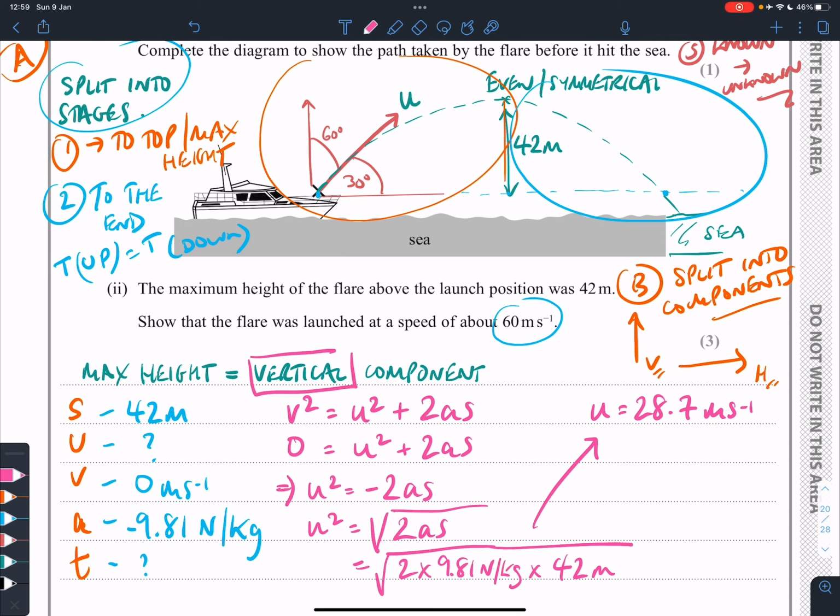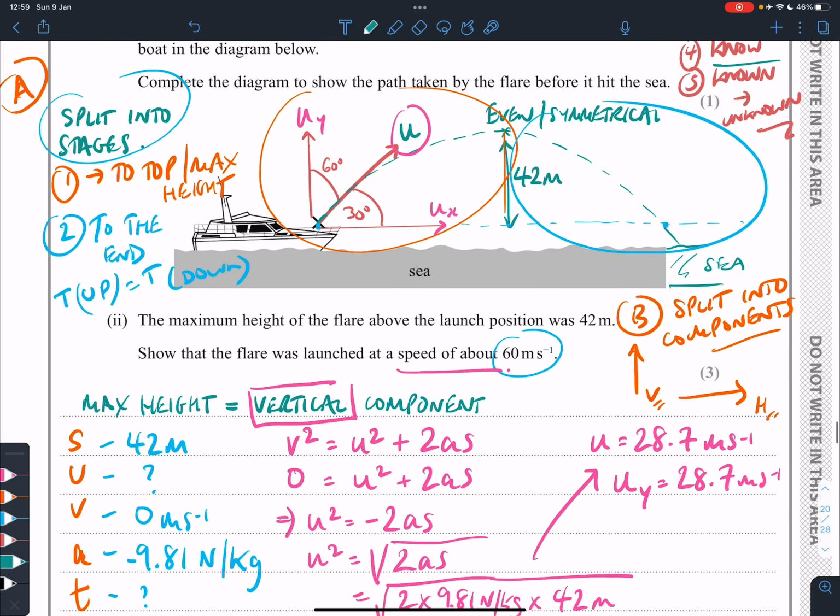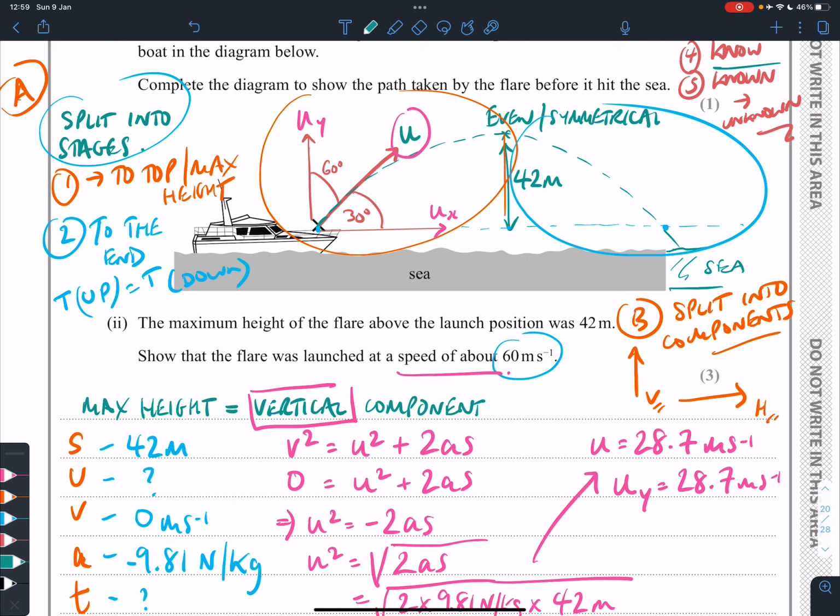So if we want to relate this to the initial velocity U, we would say that this is U_y equal to 28.7 meters per second. Now that's U_y. U_x we'll do in a minute in this direction. Now what we've got to do is relate that to the initial velocity, the launch speed. And so we can use the fact that this angle, and as a result of this, let's do this in green, U_y is going to be equal to U cos 60 degrees.